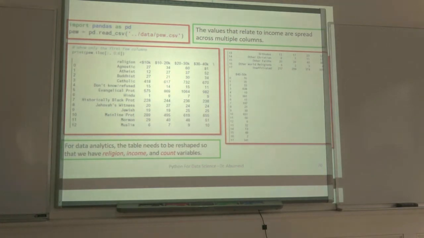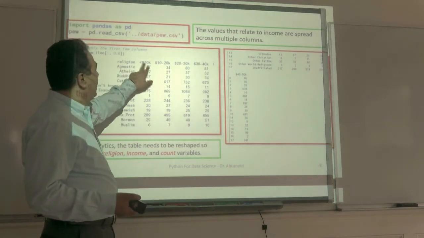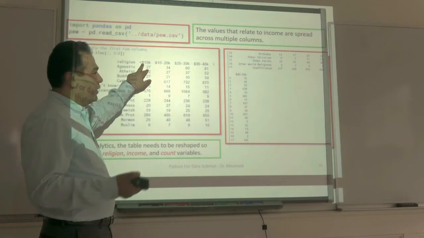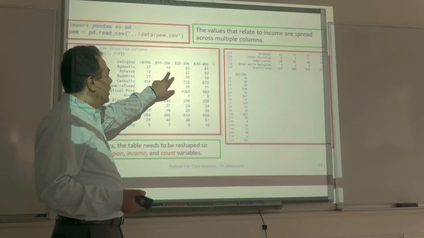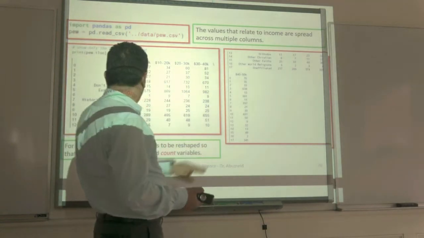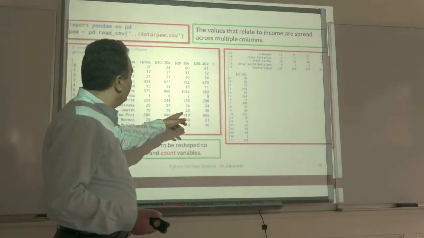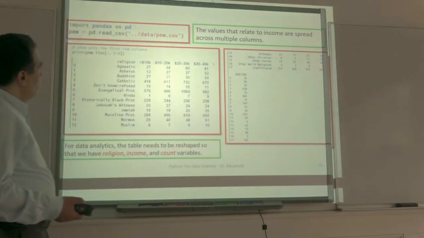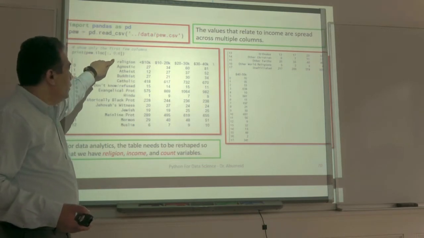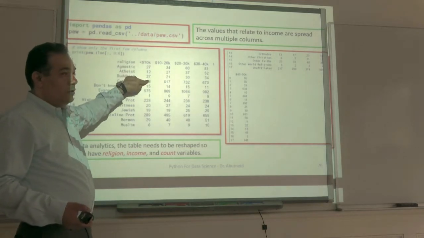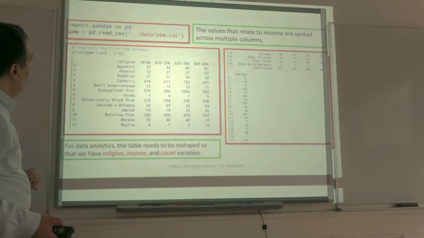Here we are reading statistics about religions. For example, agnostic. There's a survey: how many people make less than 10K? 27 people. Between 10K and 20K, 34 people, and so on. So here, religion is what? A variable. Religion is a variable. But this is a value, not a variable.